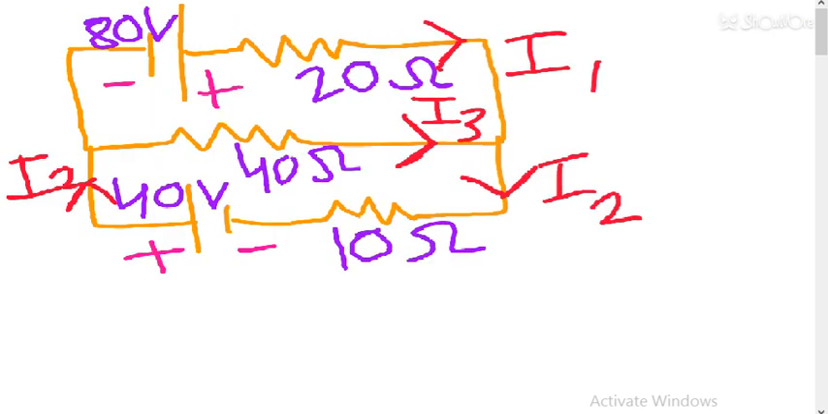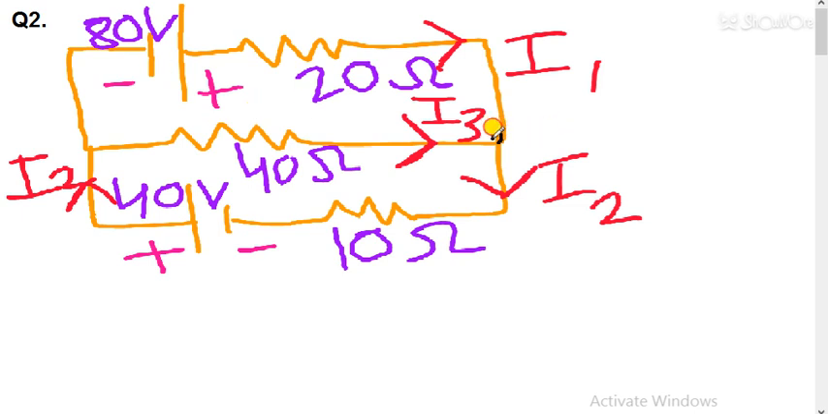Students, you can see question number 2 on the screen, and we are going to solve it. So here you can see an 80 volt battery is there, a 20 ohm resistance is there, and the I1 direction is this one. A 40 ohm resistance is there, the I3 direction is there, and a 40 volt battery and a 10 ohm resistance, and the I2 direction, I3, I1. So students, I am starting this question.